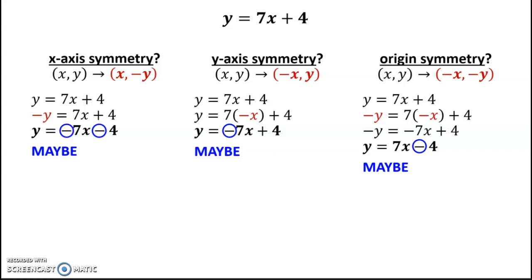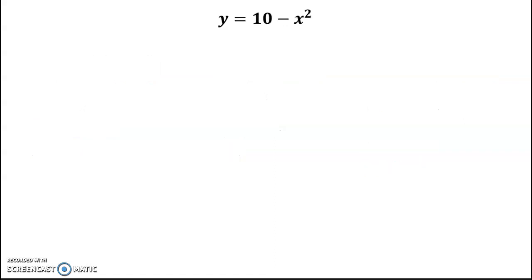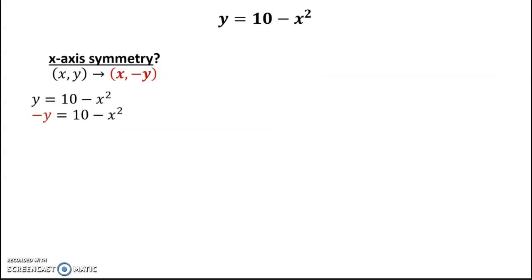Let's look at another one. To test this for x-axis symmetry, we'll replace the y with a negative y. And then here, if I want to solve it for y, just so the y could be positive, there would be my final answer. Notice it is not the same as my original, so that would be a maybe.